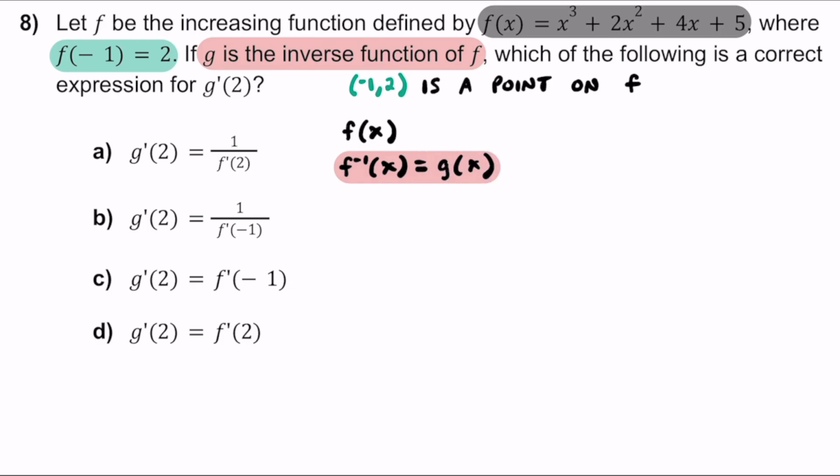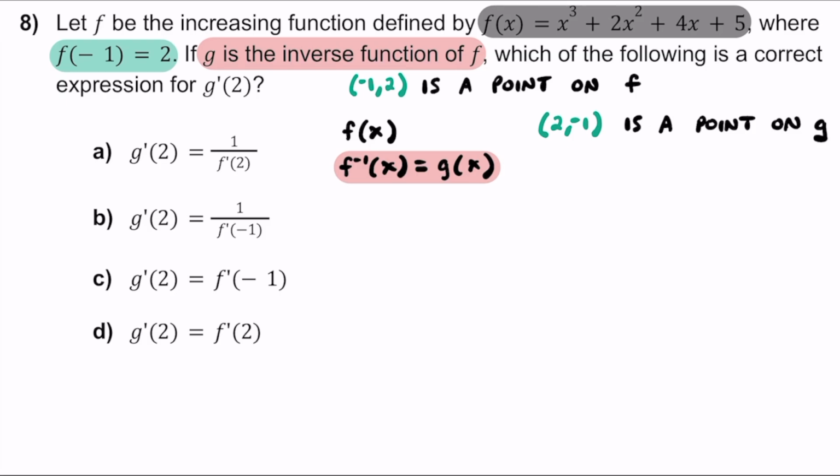The question is which of the following is a correct expression for g prime of 2? Which is really just asking us what is the derivative of that g function when x is equal to 2. Now, an important property to know about inverse functions is that if f of x and g of x are inverses of each other, and the point -1 comma 2 is on f of x, then the point 2 comma -1, where we switch the x and y values, is a point on our function g, which is the inverse of f of x.